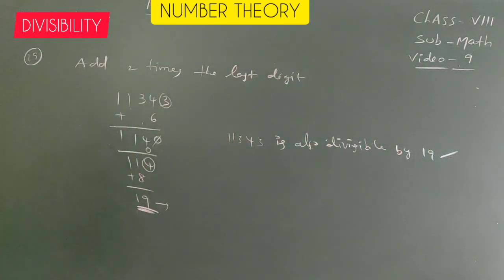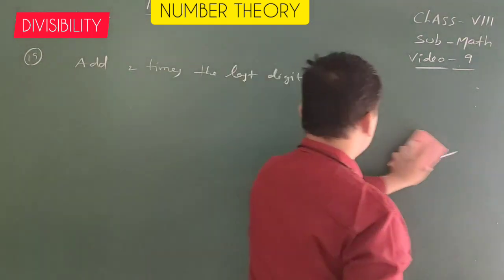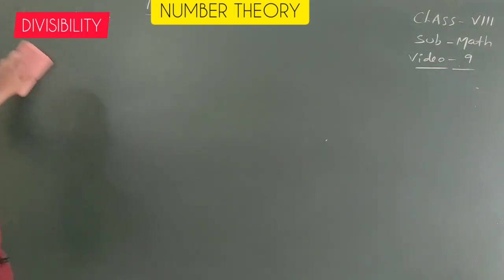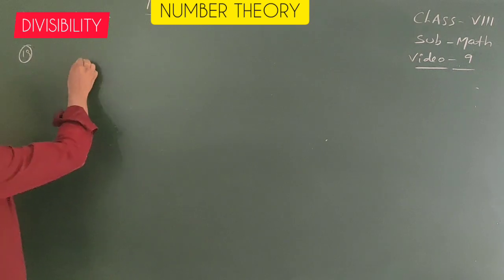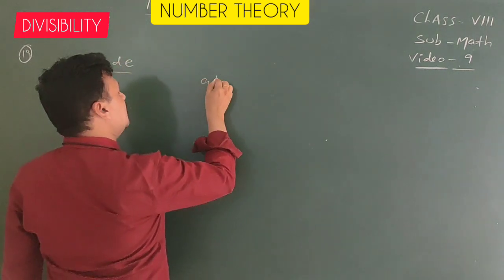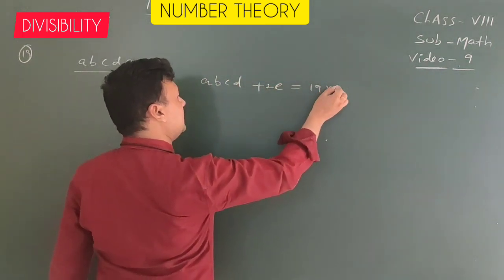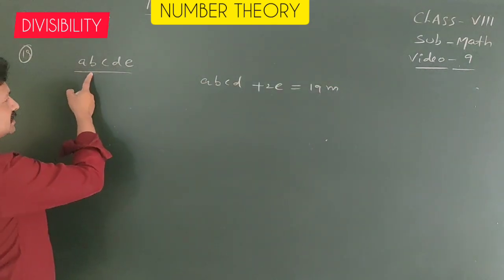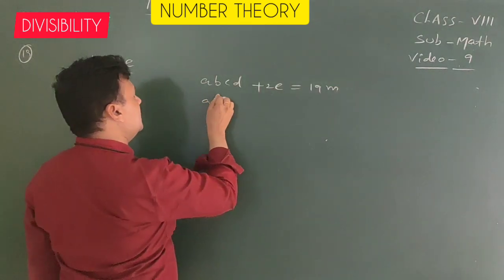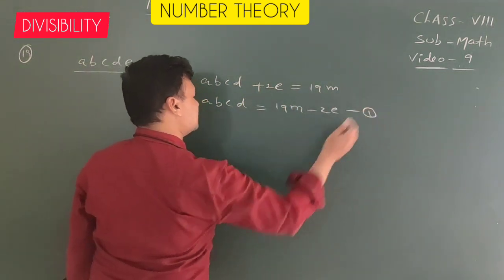So, example or proof. Already we completed the example. Now proof. Proof for this one. Okay. For 19 we are checking. ABCDE is a 5-digit number. If ABCD plus 2E is divisible by 19, then the number ABCDE is also divisible by 19. Here ABCD equals a multiple of 19 minus 2E, that is the first equation.